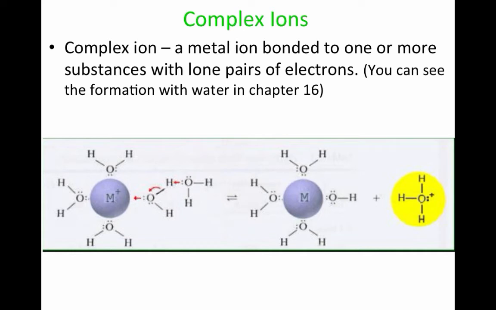So a complex ion, again, is just a metal ion that is bonded to one or more substances that have lone pairs. This can be seen with the solvation of ions by water in chapter 16. So if you have copper 2+, looking down at this example, this just says M+ for metal, but the metal ion can actually attract various water molecules that have lone pairs of electrons, and it solvates this metal cation. So the water molecules surround and bond to this metal ion, and that creates what's called a complex ion.